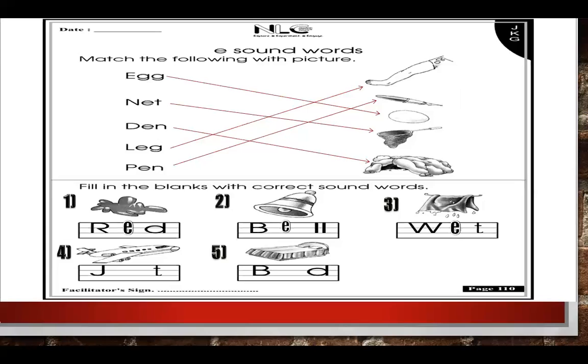Well done. Next, the fourth picture is of jet. J-E-T, jet. So, you have to write E. And the last picture is of bed. B is given, D is given, you have to fill in E. B-E-D, bed. So these 10 spellings you have to learn, everyone, okay?